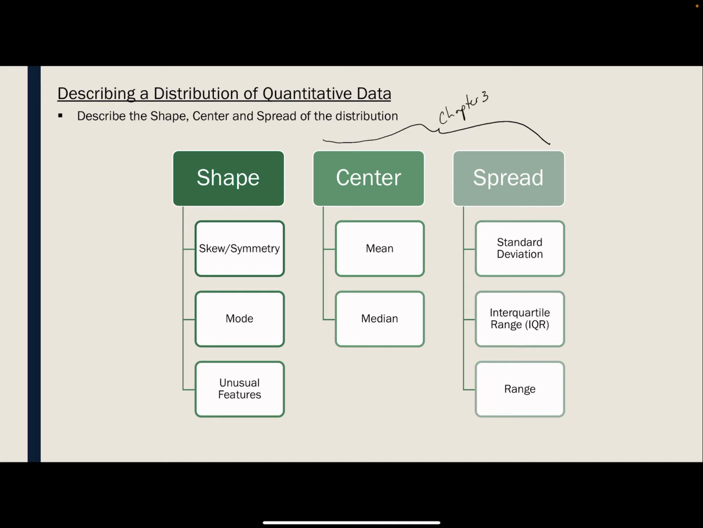In Chapter 2 here, we're going to discuss the shape. When we talk about the shape of a distribution, there's always three things we want to talk about. We want to talk about whether or not the distribution is skewed or symmetric. We want to talk about the modes of the distribution, meaning the number of humps. And then we want to talk about any unusual features, and this, for the most part, is going to equal outliers.